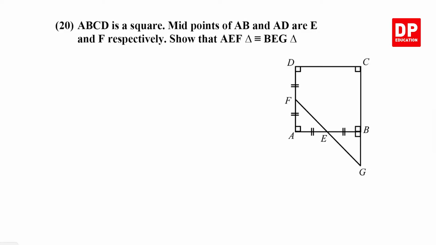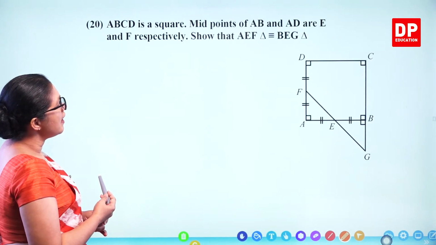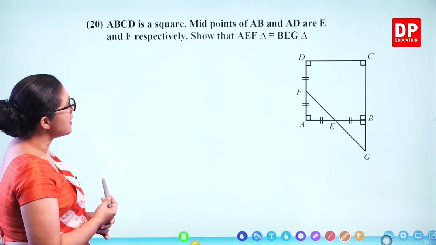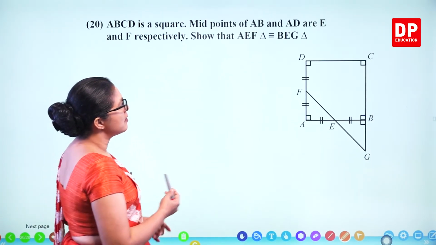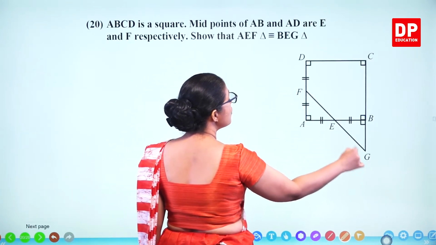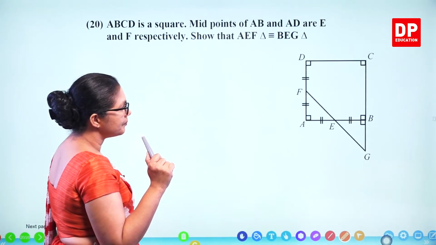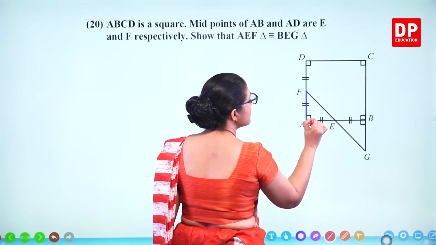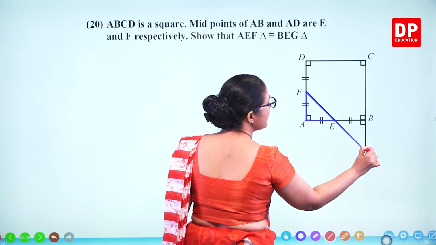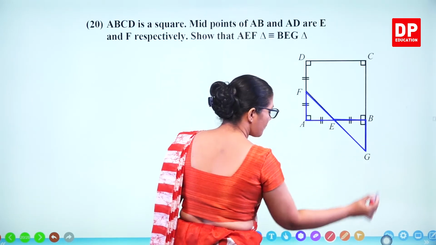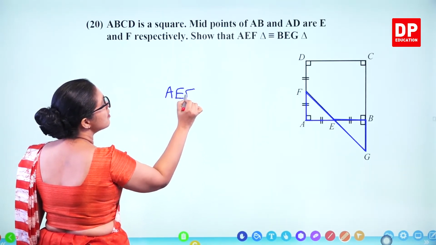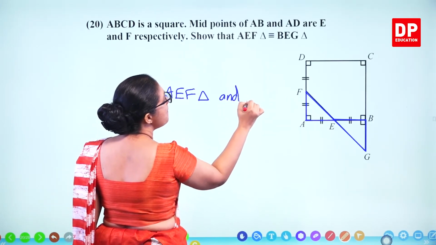Question number 20. ABCD is a square. Midpoints of AB and AD are E and F respectively. Already marked. Show that AEF triangle, this triangle, and BEG triangle both are congruent. Can you see this? So we'll take this triangle and the other triangle, this one. AEF triangle and BEG triangle.